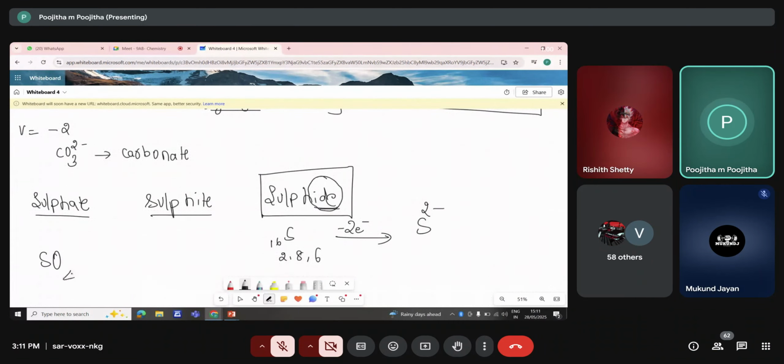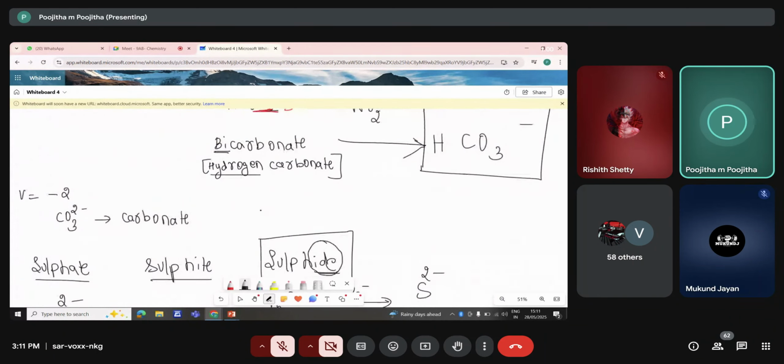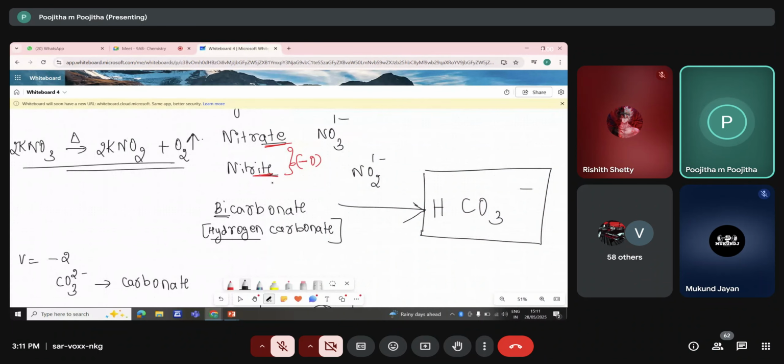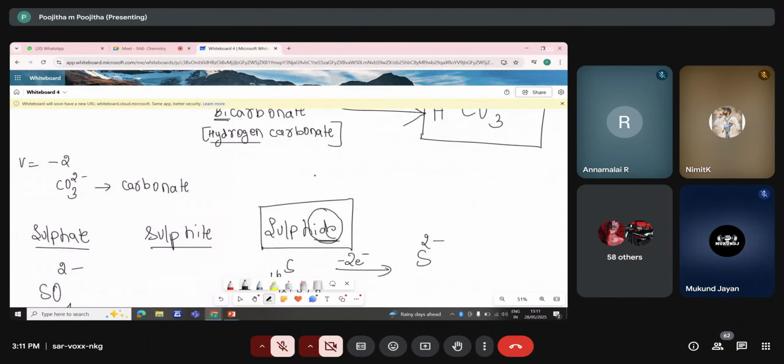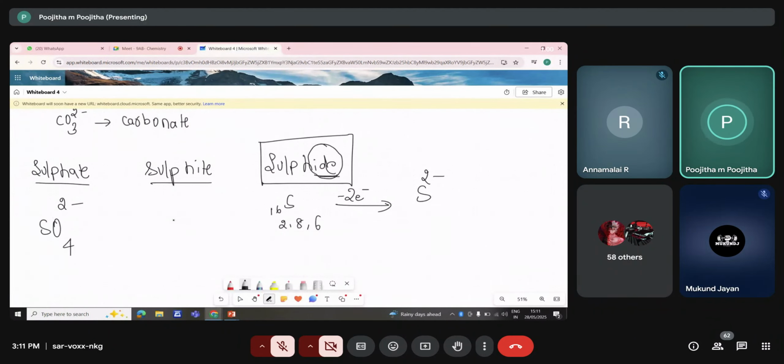There are 2 more radicals, which are sulfate and sulfite. The sulfate group is SO4 2 minus. What hint did I give you here? ATE and ITE should differ by what? One oxygen atom. So sulfite will be SO3, and the charge remains the same. So sulfate is SO4 2 minus. Sulfite is SO3 2 minus. You understood these two?